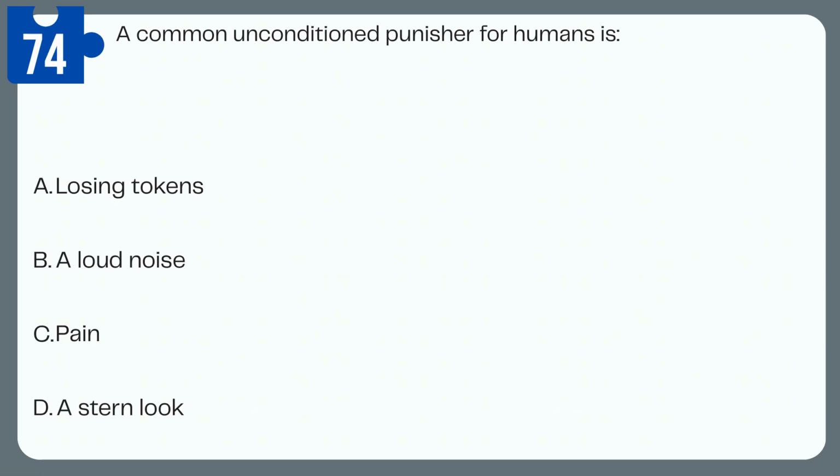Question 74. A common unconditioned punisher for humans is A. Losing tokens. B. A loud noise. C. Pain. D. A stern look.